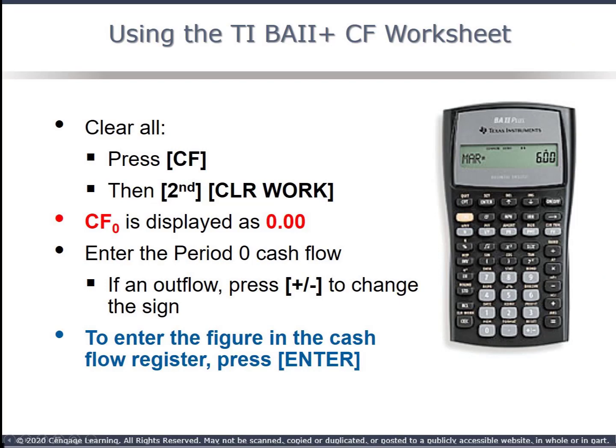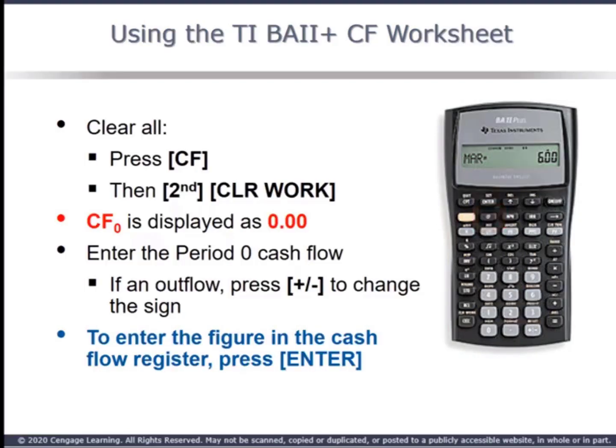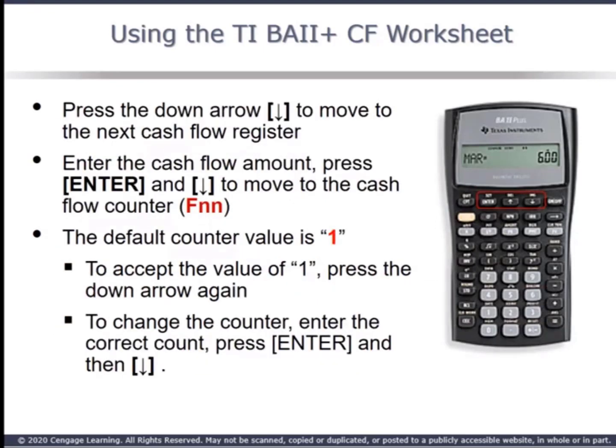Fortunately, the TI BA II Plus has a built-in worksheet to handle cash flow streams, the CF worksheet. To access it, press CF. Now, since the CF worksheet has a variable number of entries, it's very important that it be cleared before starting a new computation. To clear the CF worksheet, press CF, second, and clear work down at the bottom. The display will show CF0 and zeros. Remember that for a value to be entered in a worksheet register, it must be keyed in and then Enter pressed. Think of the worksheet like a column in Excel. To move to the next cell, you move down to the next register cell. In the TI Business Analyst 2, press the down arrow.